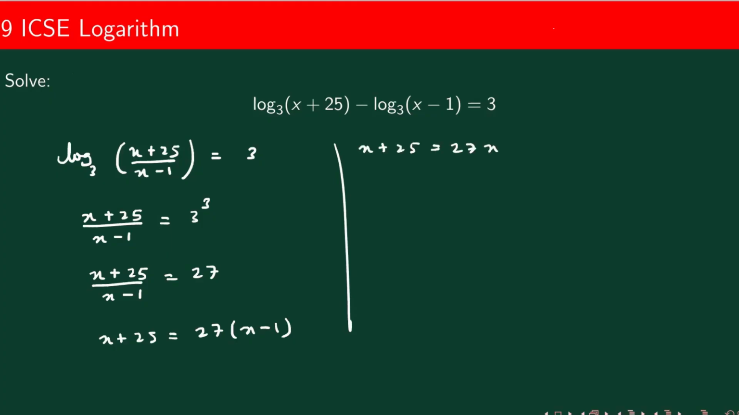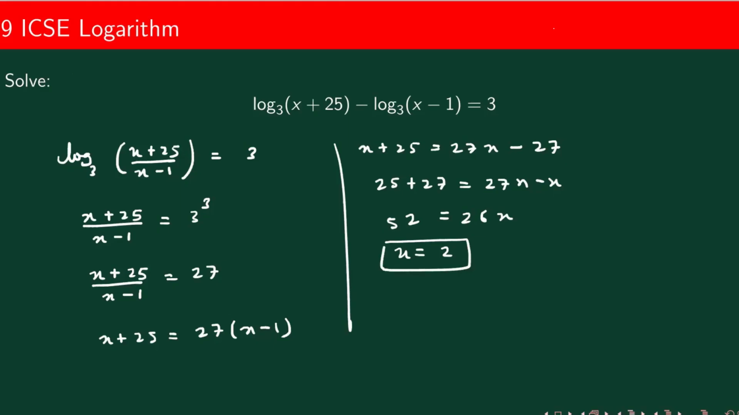So this gives you 27x minus 27. So 25 plus 27, and this will give you 52. And this will be 26x. So x gives you 2 as an answer. Okay, moving to the next question.